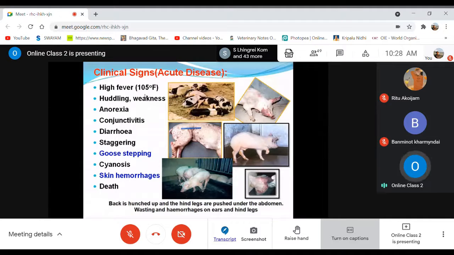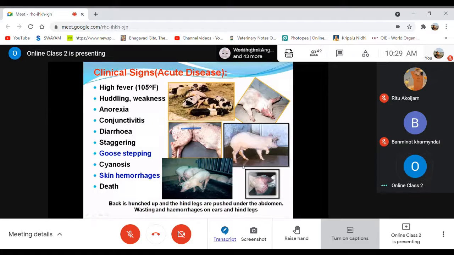Then a cyanotic condition of the skin, a bluish discoloration of the body surface, as I am showing here, on some parts of the body, particularly subcutaneous on the body skin. So cyanotic body skin in different parts of the body, as well as skin hemorrhages, erythematous as well as hemorrhagic lesions, and high mortality, which is death.